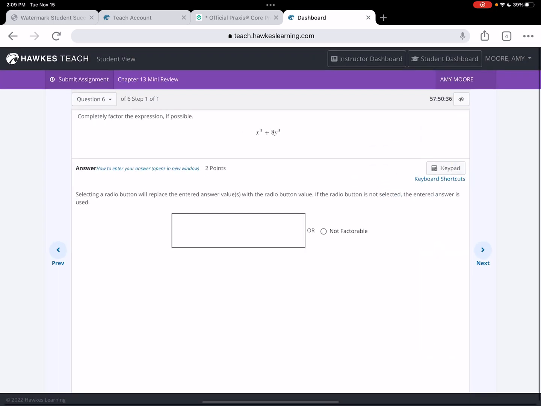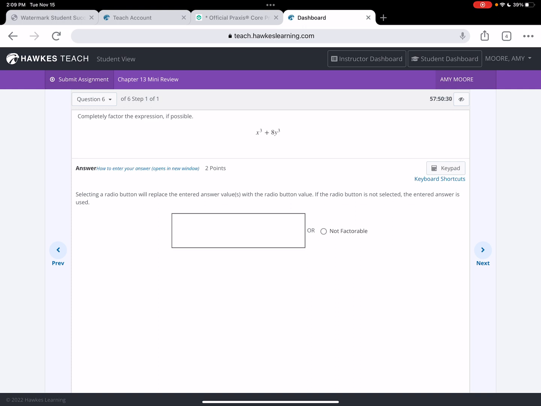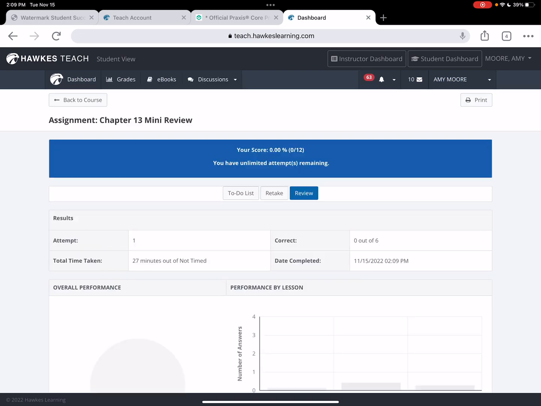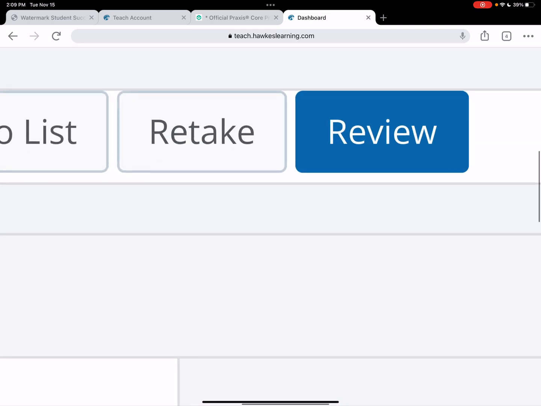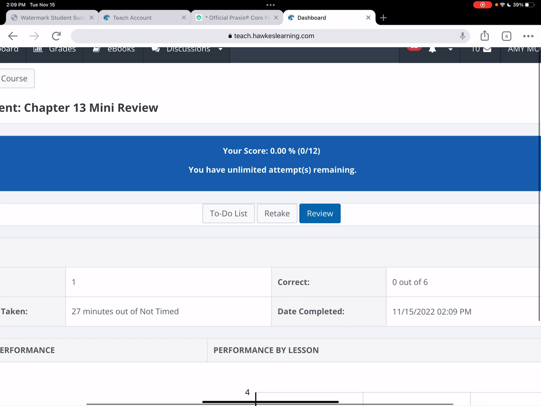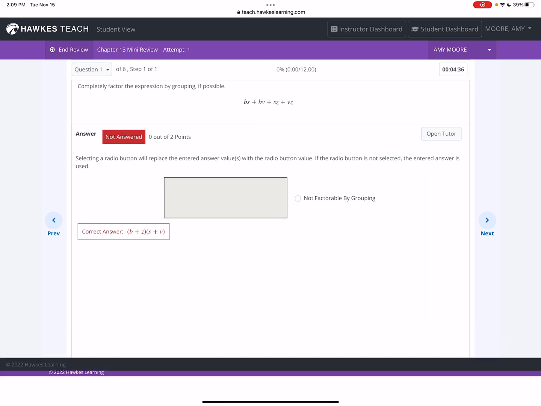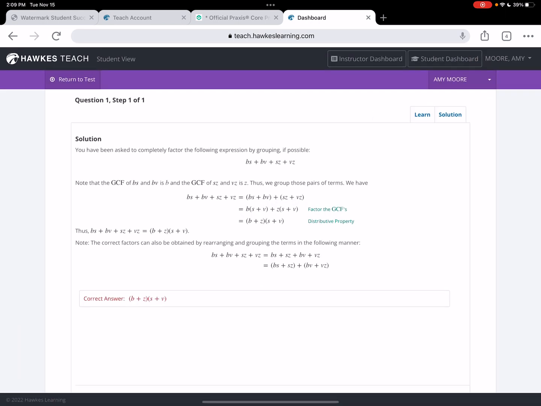All right, so now that you have finished the test, hopefully you've taken this on your own. Once you've finished the test, then you can go ahead and submit it in the top left, click yes. Now you have the option to go through and see your score, but then also retake if you want to try it again or review it. The review is really nice because it's actually going to show you, right there, Open Tutor. It will show you what your answer was, which I didn't put one in, but then the solution for how to get the correct answer. And it's going to do that for every question.